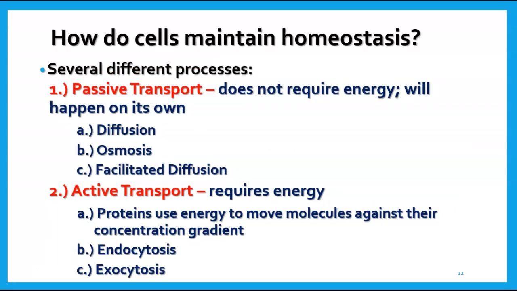Well, there are several different processes that are involved in this, and they can be divided into two major categories, and those are passive transport and active transport. Passive transport doesn't require any energy. These are things that will happen on their own without any input of energy by the cell. These are things like diffusion, osmosis, and something called facilitated diffusion that we'll talk about in a few minutes.